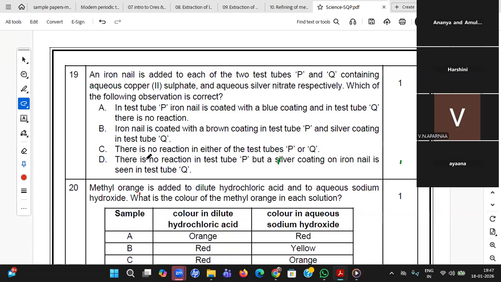Displacement reaction is a transfer of atoms. Double displacement reaction is transfer of ions. Okay. Ionic bond and covalent bond is transfer of electrons. There are many differences.